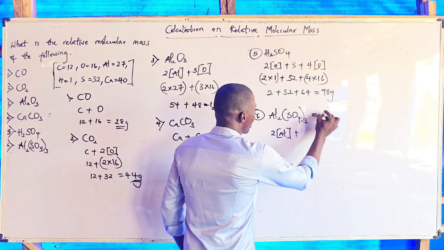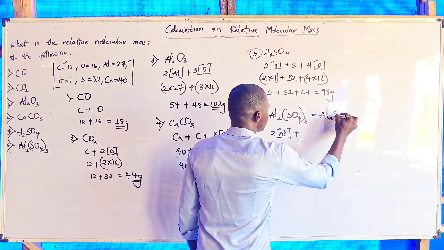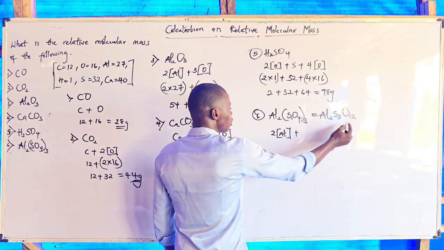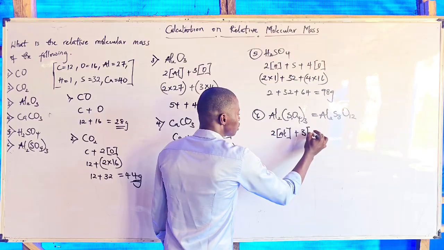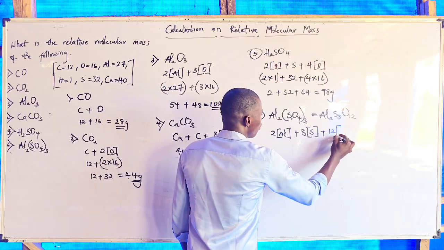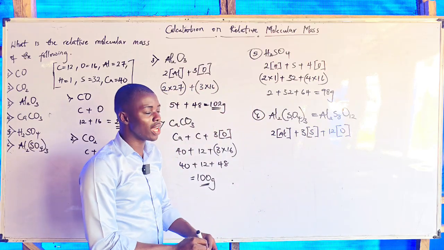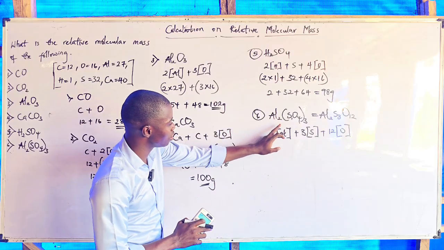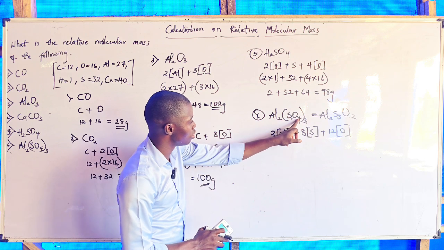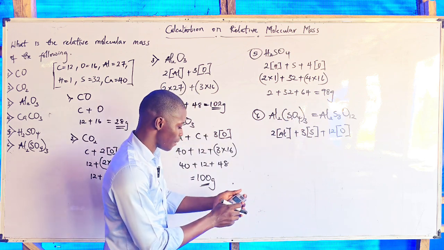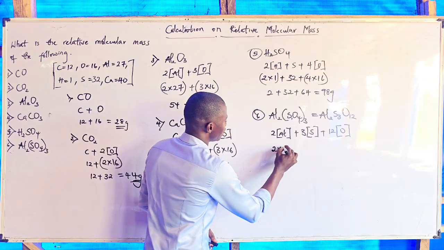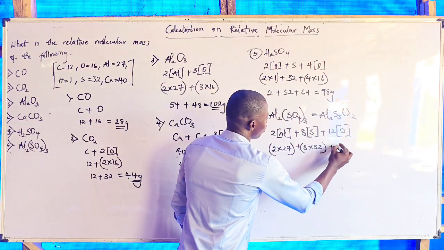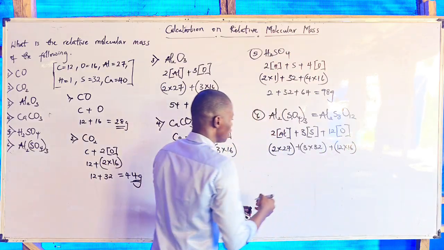So originally, we can have Al2S3O12, because 3 times 1 will give us 3, and 3 times 4 will give us 12. So we can write 3 sulfur plus 12 oxygen. Now look at the board very well for proper comprehension. 2 aluminium, 3 sulfur, 12 oxygen. So from there, aluminium is 2 times 27 plus 3 times 32 plus 12 times 16.